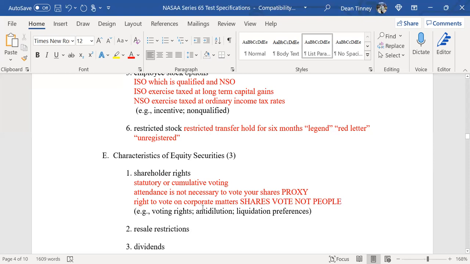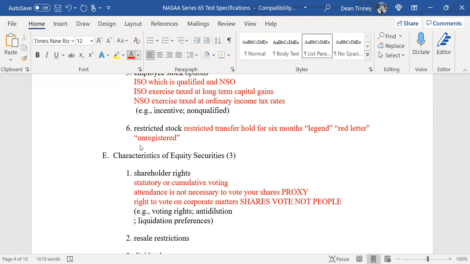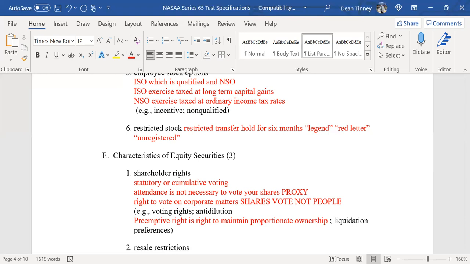Now, another right you have as a shareholder is your right to maintain proportionate ownership, and that's called your preemptive right. I don't know if you participate on our community page, but if you do, right now I have an example up there on a rights offering. So your preemptive right is the shareholder's right to maintain proportionate ownership, and that is typically done through a rights offering.